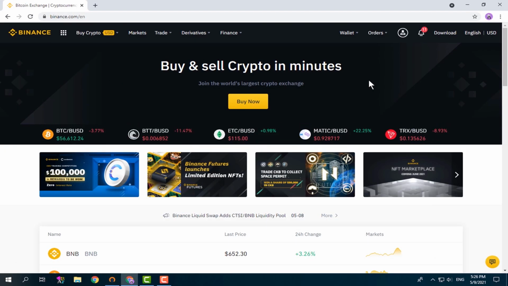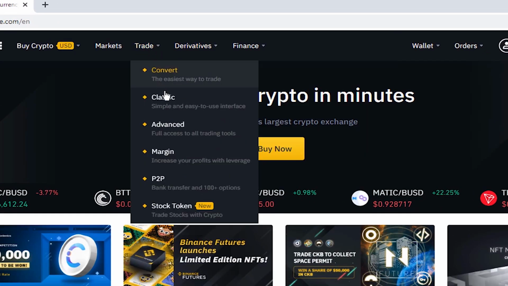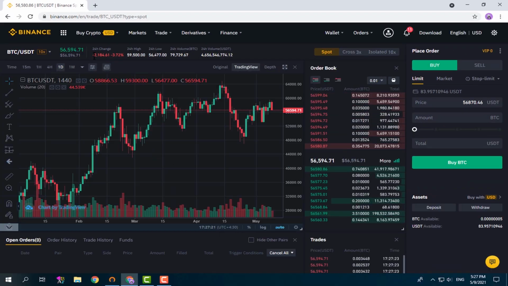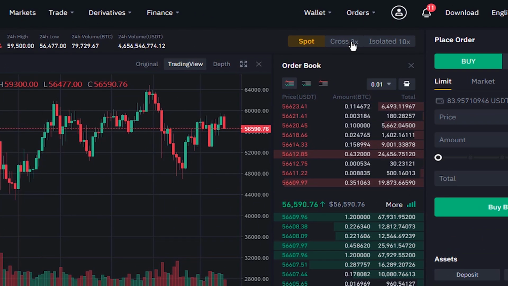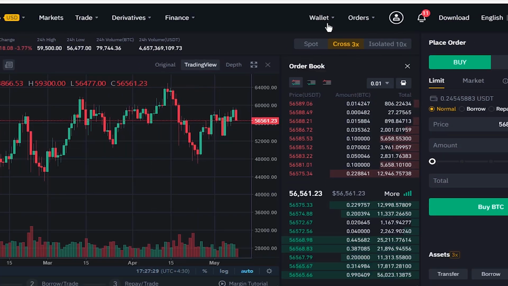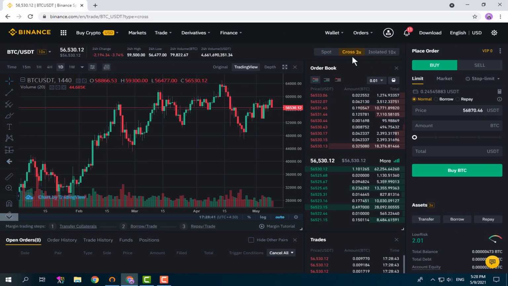On the Binance homepage, here in the menu bar in the trade submenu, you can access margin trading, or you can go to Binance Exchange. And here, by clicking Cross 3x or Isolated 10x, you can access margin trading, which is actually part of the exchange, as you can see. Before explaining the difference between cross and isolated, first let's see what margin trading is and how it generally works.